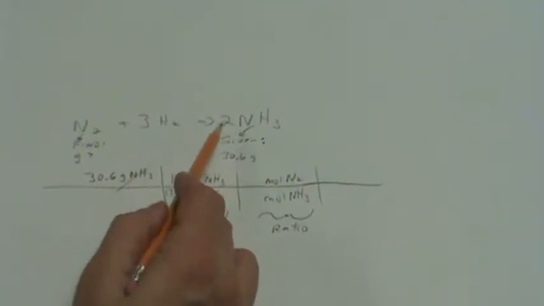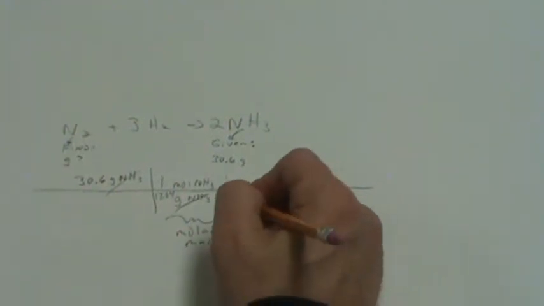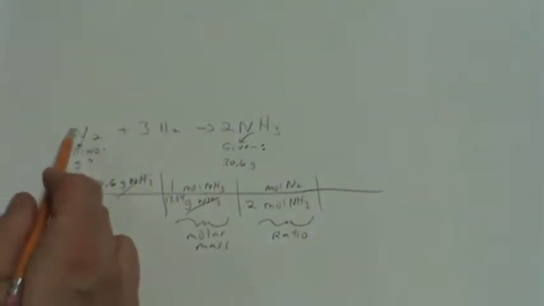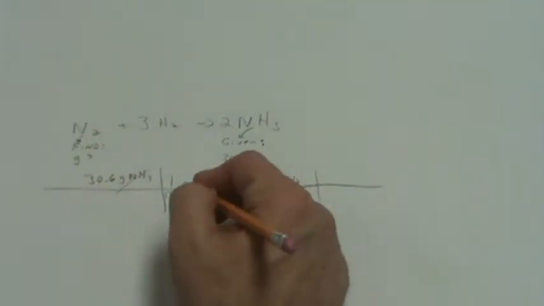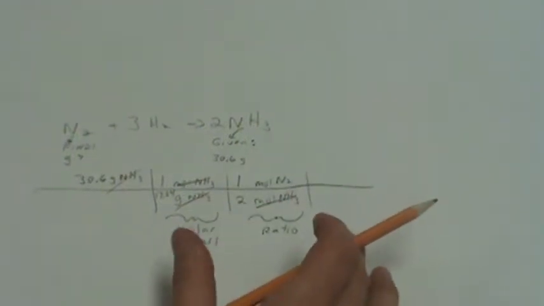Now look at the balanced equation. There's a 2 in front of ammonia. There's no number, or the assumed 1, in front of nitrogen. So it's 1 to 2. That's my mole ratio step. Now, if the question asks for just moles, I'd be done there. But it asks for grams, so I need to do one more conversion.